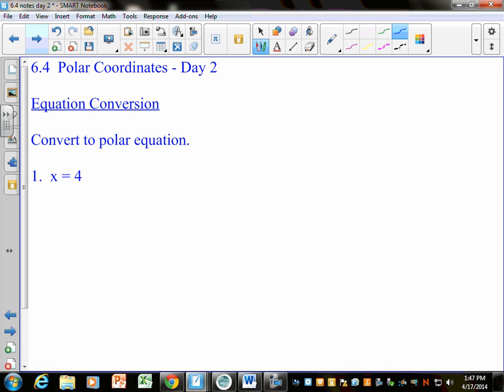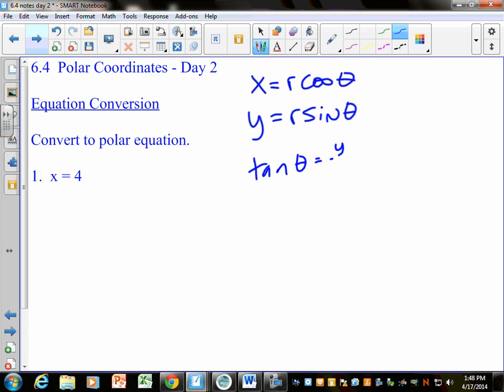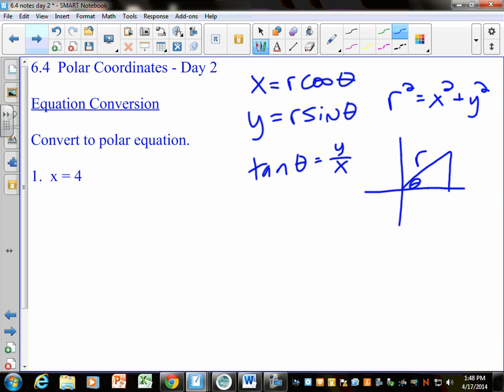Equation conversion is the same idea as coordinate conversion, and the same rules apply. We know that x equals r cosine theta. We know that y equals r sine theta. That's based on our right triangle stuff. What else do we know? We know that tangent of theta equals y over x. We know r squared equals x squared plus y squared. All of this comes from the basic draw angle in. This is r, this is y, this is x. So all of that stuff that we talked about yesterday is just from chapter 4.